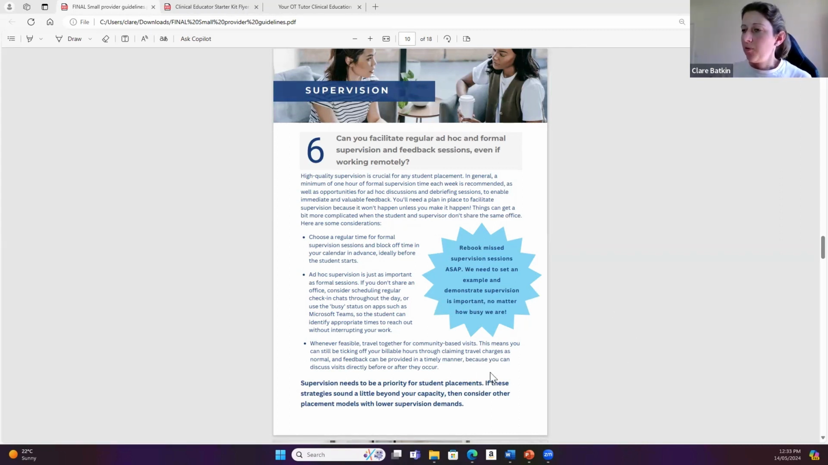And as I said, the other tip, where you're traveling together in the community-based placements, is a good way to supervise, because you're billing for your travel time anyway. You're not having to cut back on any of those hours, depending on what you're discussing, if it's appropriate to do it there.